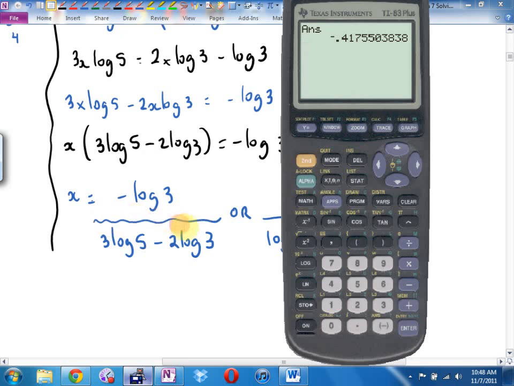Here's how we would type this. Negative log 3, and then we've got to close off the logarithm bracket, divided by, and we're going to open up a bracket for the entire denominator. 3 log 5. Oh, it just opened up a log bracket, so I better close off the log bracket. Minus 2 log 3. Oh, it just opened up a log bracket. I better close off the log bracket. And now I'll close off that denominator bracket. There's your answer. In fact, I think that's so important, I'm even going to do this. Clip.